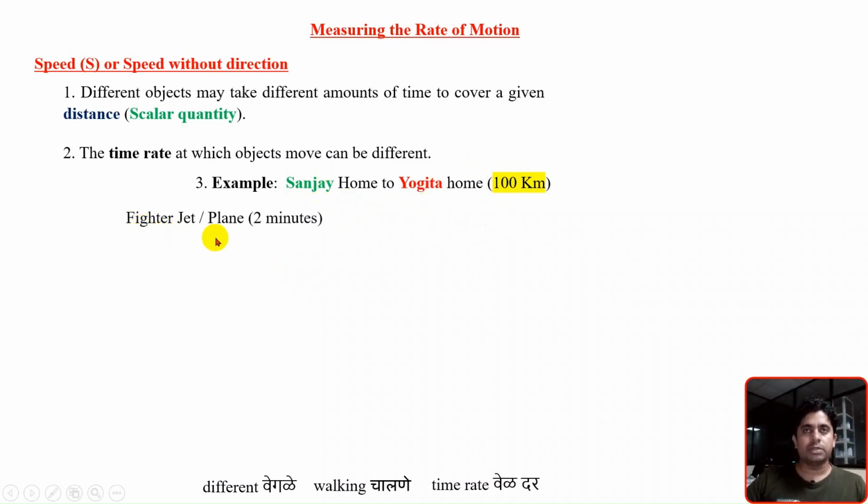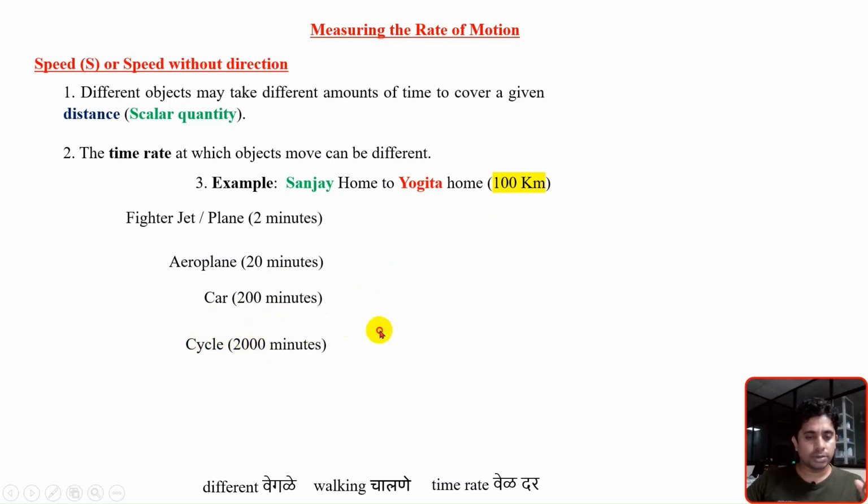So first, with a fighter jet or plane, within 2 minutes we can reach this 100-kilometer distance. With an aeroplane, the same 100-kilometer distance will take 20 minutes. If I go with a car, it will take 200 minutes. If you go with a cycle, it will take 2000 minutes. Or if you go by walk, it will take 20,000 minutes.